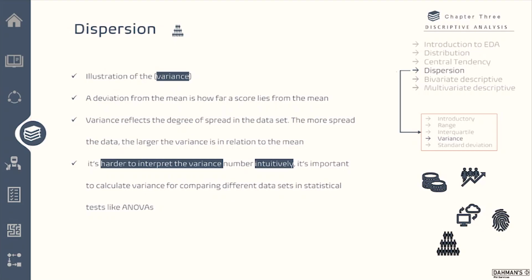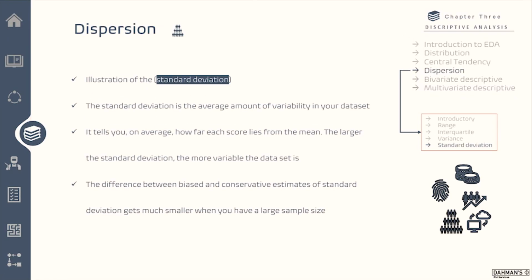Hi, welcome back. So we are in Chapter 3, Descriptive Analysis, in the section of Dispersion to discuss the variance and standard deviation. Now, capturing one, it's easy to capture the other. The actual meaning of standard deviation is just the square root of the variance. So let's go ahead and have a visual presentation on the actual meaning of variance.